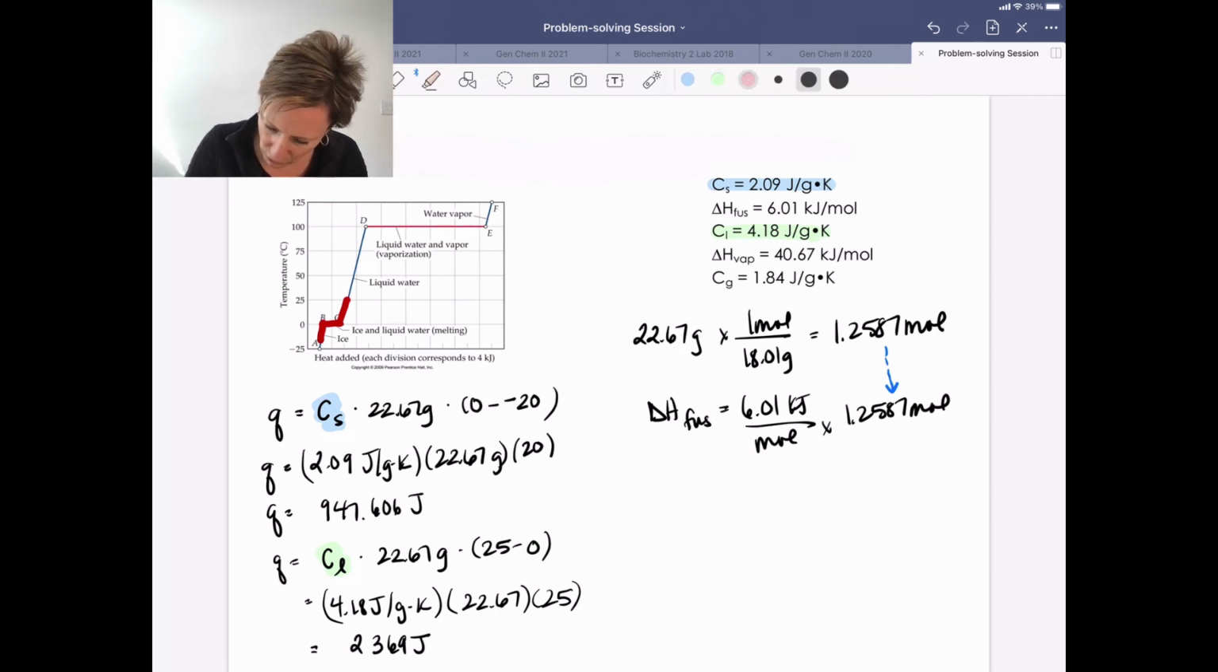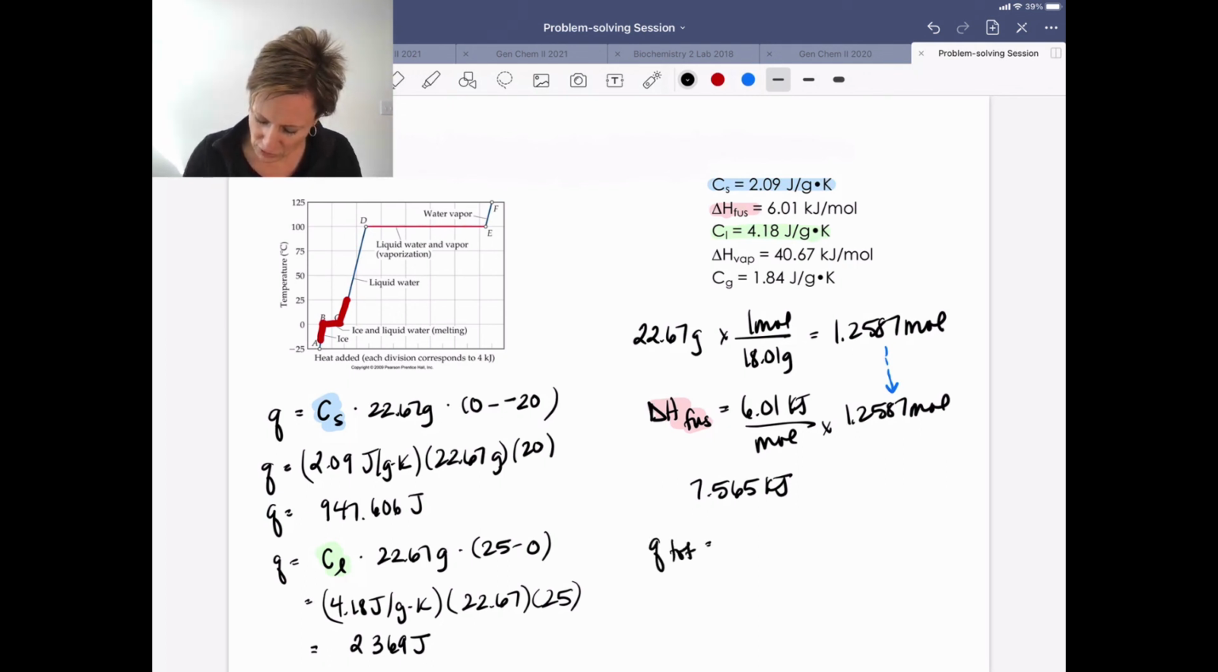So again, this number is how I get that value. And to map on where these pieces come from, I'm using the delta H of fusion, so that's this right here. Go ahead and highlight that part. Okay. Mathematically, this works out to 7.565 kilojoules.